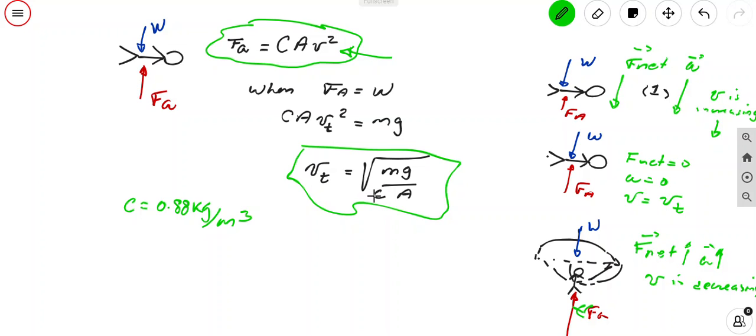So with this, we can just do the calculations, and you can solve just any problem involving terminal velocity.